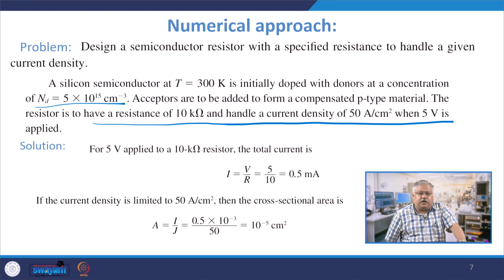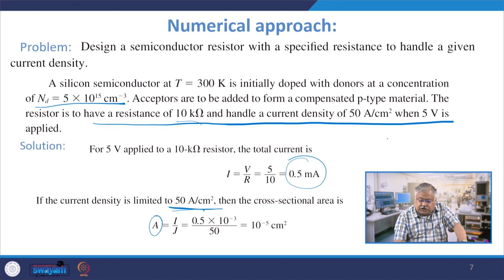The idea is to have a resistance of 10 kilo ohm p type semiconductor which can handle a current density of 50 amperes per centimeter square at 5 volt. If I apply 5 volt to 10 kilo ohm, I will get a current of 0.5 milliampere, very straightforward. Since J equals I by A, because current density is current by area, if I want to find the area, it will be current by J.